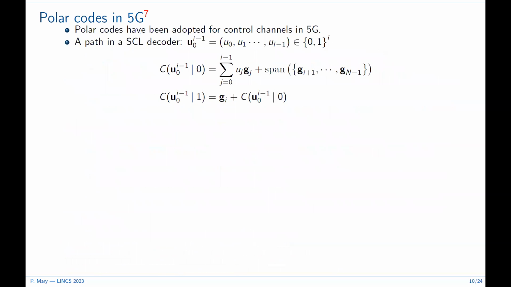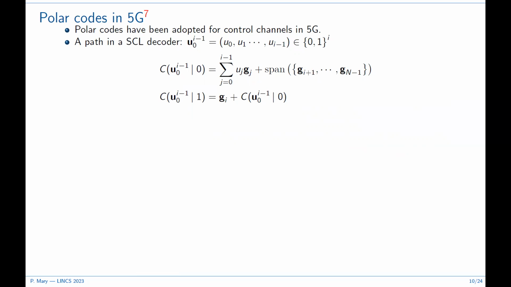If we look a bit at what we have in the standards and actual systems, in 5G, polar codes have been adopted for control channels. The idea of the coding scheme that implements polar codes in 5G is explained as follows. I will say a word on that.